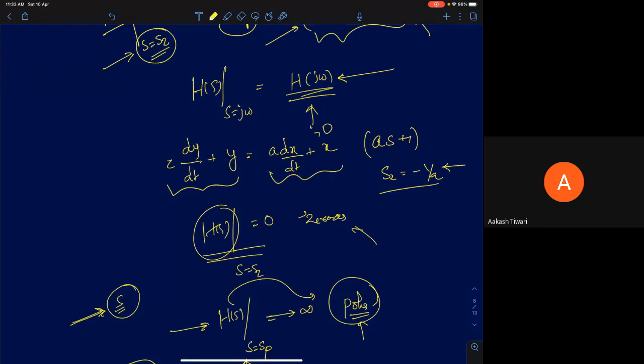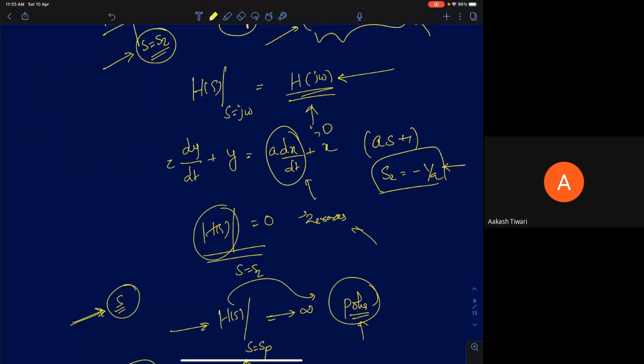I'm trying to say here that zeros operate on the derivative of the input. If your input is not changing in the steady state, then your zeros will not have any impact in the steady state. When will a 0 have an impact? Whenever the input is having a sudden transition.